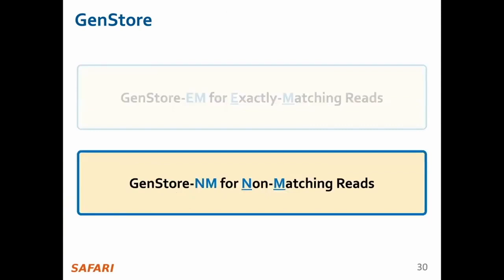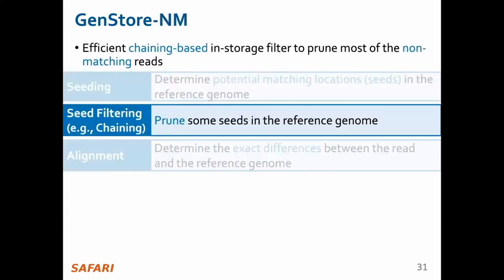So now let's take a closer look at GenStore-NM. GenStore-NM, which was used for filtering most of the non-matching reads using chaining, tries to filter most of these non-matching reads that would not align to any subsequences in the reference genome by leveraging chaining. Recall that in the high-level three-step process that we talked about, the chaining filter calculates a similarity score for each read, which is called the chaining score, and filters the reads that in the end would not have any potential matching locations left.